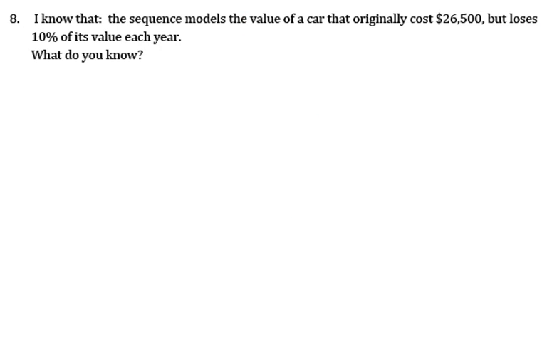Alright, let's take a look at 8. Okay, here we go. I know that the sequence models the value of a car that originally costs $26,500 but loses 10% of its value each year. So here's a story. Now, whenever we're dealing with percents, especially with original costs and stuff like that, you should be keyed into the fact it's going to be geometric. Because we don't add percents, we multiply with percents. They're a portion of. So multiplication and division is how we think of it.